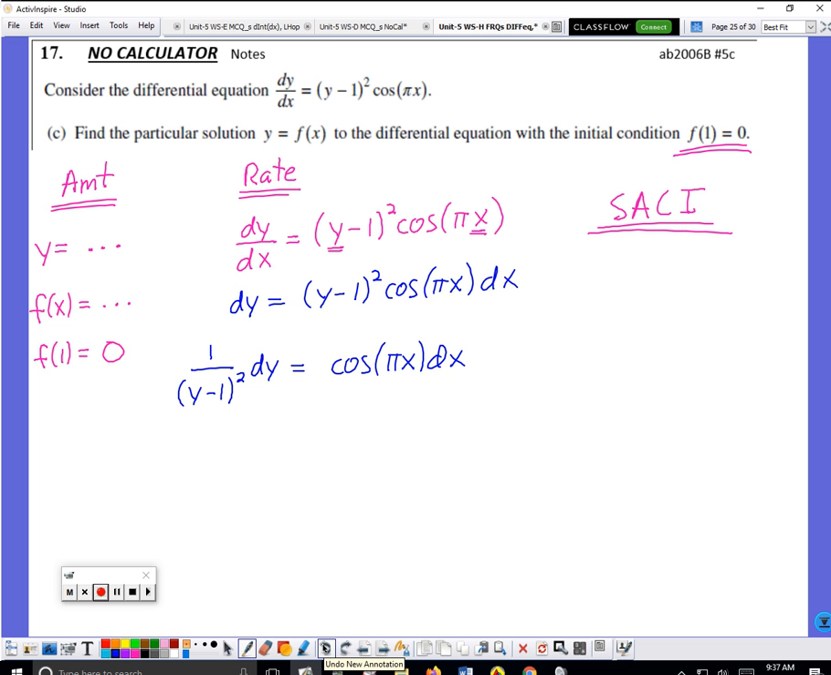Cool. Okay, for separating, you've probably earned 1 point already. It's in FRQs, so you get points along the way. We have separated. The entire left is only values of y. The entire right is only values of x. So we have separated. So next thing.